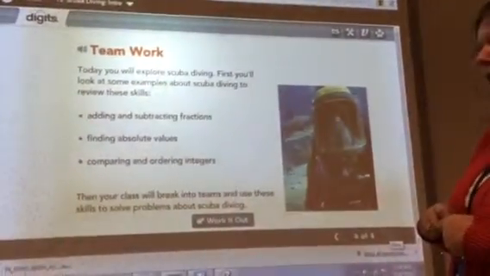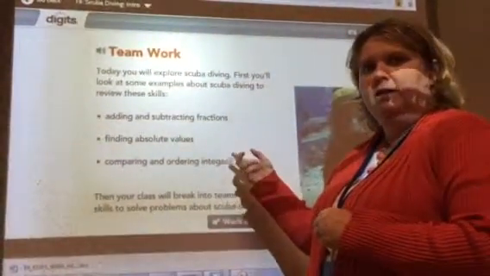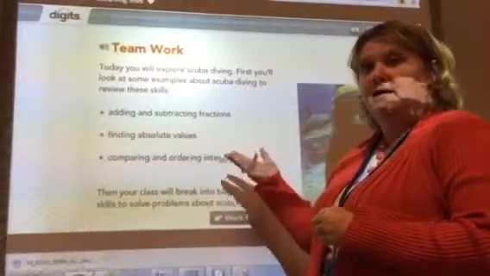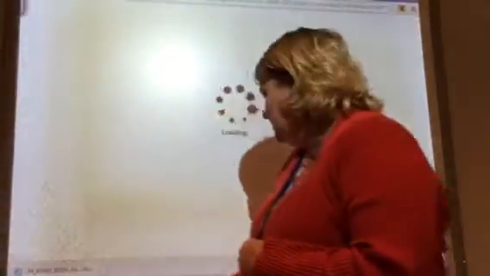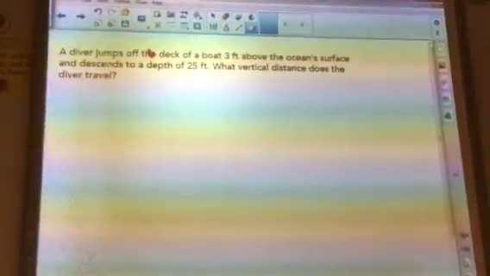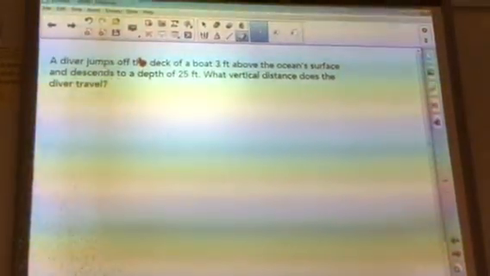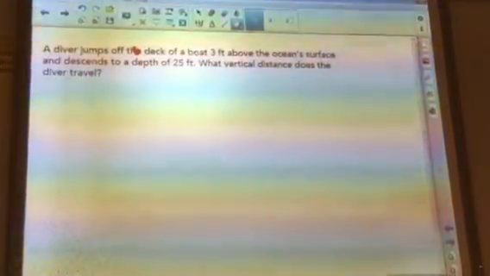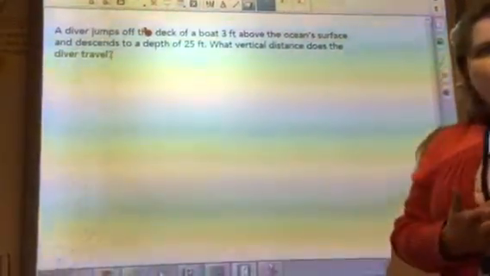So we are going to talk about comparing and ordering integers, finding the absolute values, and also adding, subtracting, multiplying, and dividing integers. We've been talking about this all week long, and you guys have done a fantastic job of doing this. So this question says, a diver jumps off the deck of a boat 3 feet above the ocean surface and descends to a depth of 25 feet. What vertical distance does the diver travel?